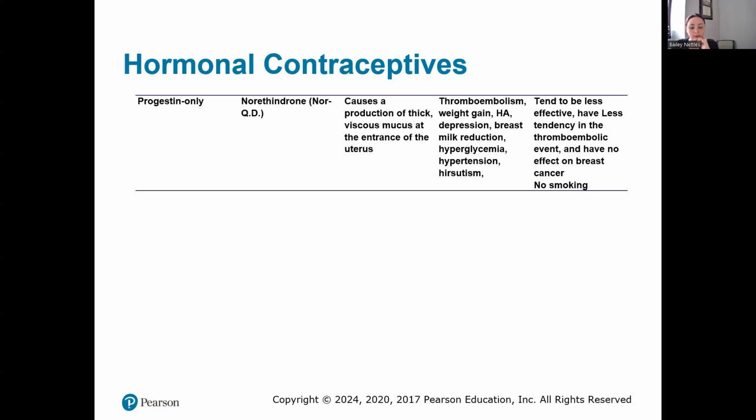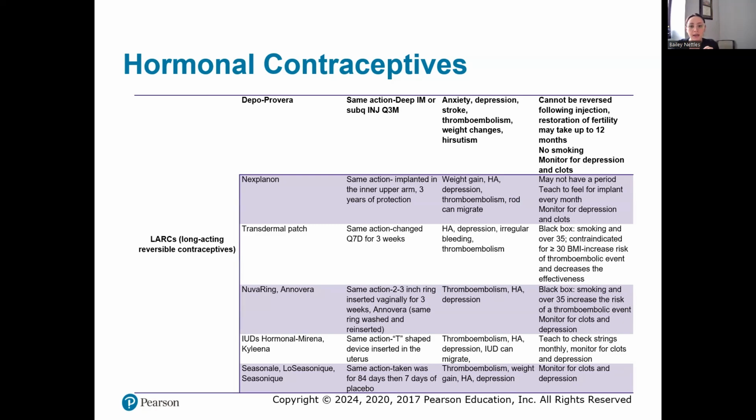Okay. So then we have our long-acting reversible contraceptives. So the first one is Depo-Provera, which is very common. It can also be called medroxyprogesterone, which we'll get to at the end what it's called. So it's an IM injection or sub-Q injection every 3 months.